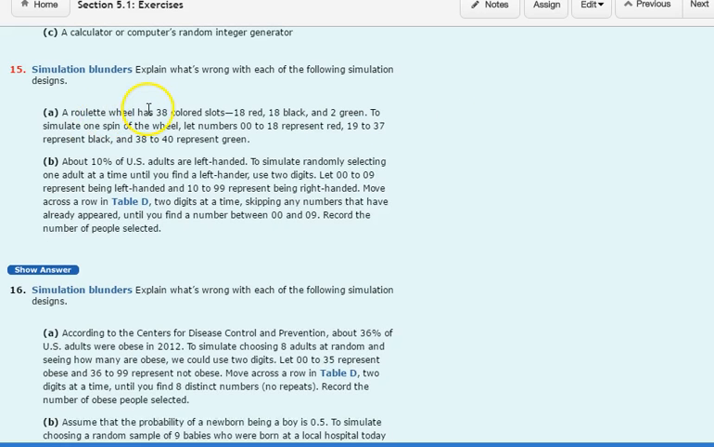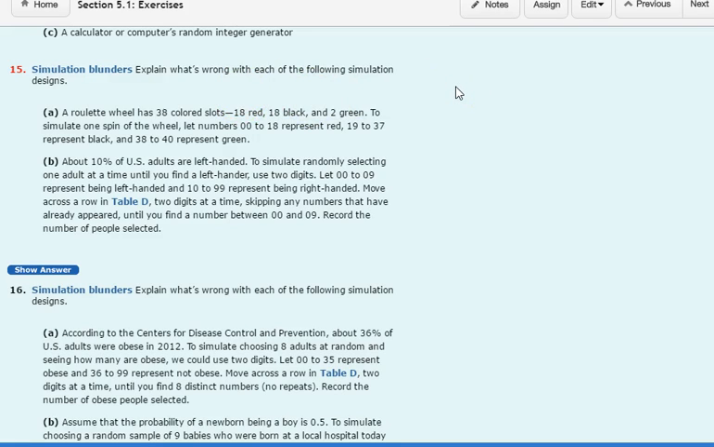It says a roulette wheel has 38 colored slots, 18 red, 18 black, and 2 green. To simulate one spin of the wheel, let numbers 00 to 18 represent red, 19 to 37 black, and 38 to 40 represent green. Well, we need 18 numbers to represent a red, 18 numbers to represent a black, and 2 numbers to represent green. Here, though, from 00 to 18 is 19 numbers, and 38 to 40, 38, 39, 40 is actually 3 numbers. So we have 2 extra numbers. So what's wrong is that the numbers are not assigned correctly to represent the probabilities correctly here.